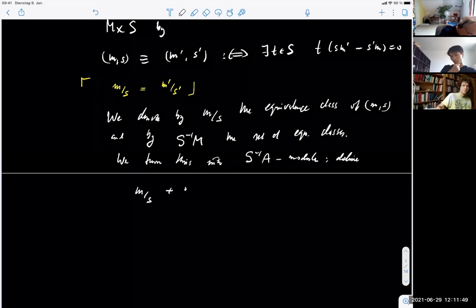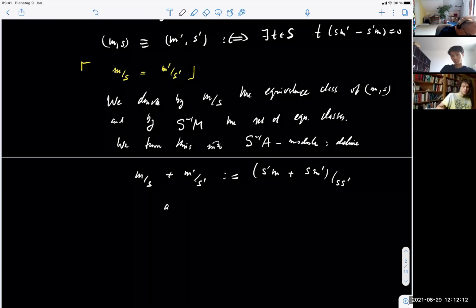Okay, this is the definition. I define addition. Well, how would I do it? I want to maintain my usual rules of operation, so the only way to define it would be this. And of course, one has to verify it's well defined, which is straightforward.